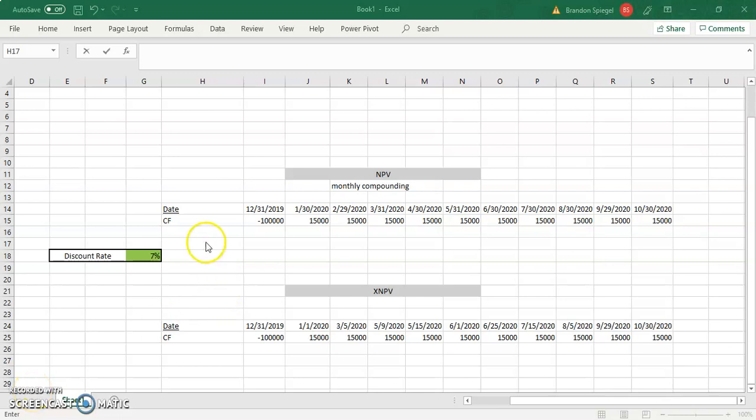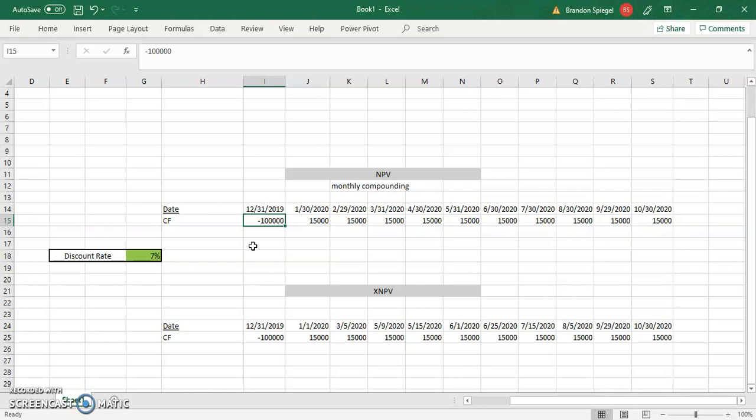The NPV and the XNPV function in Excel are both used to discount a series of cash flows at some sort of discount rate in Excel. Even though they have the same fundamental purpose, there are very important differences between them that I'm going to talk about today.